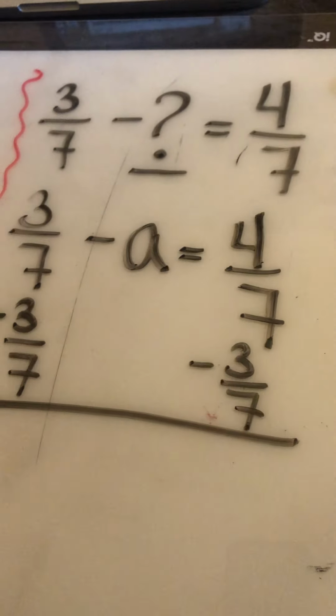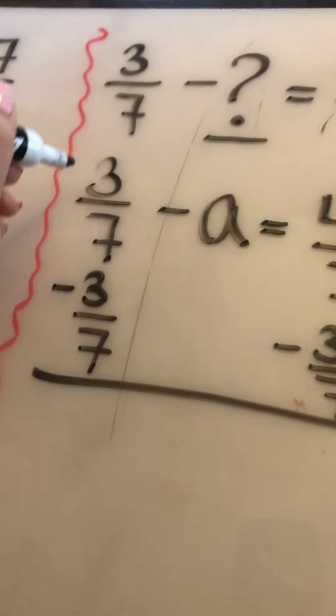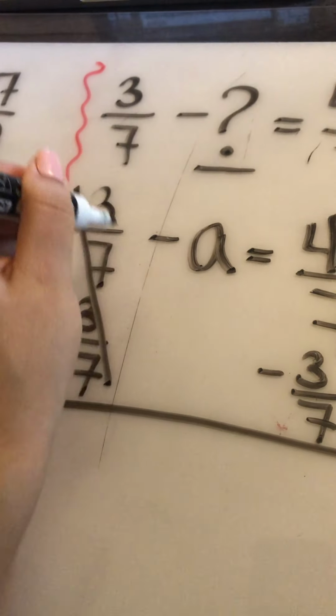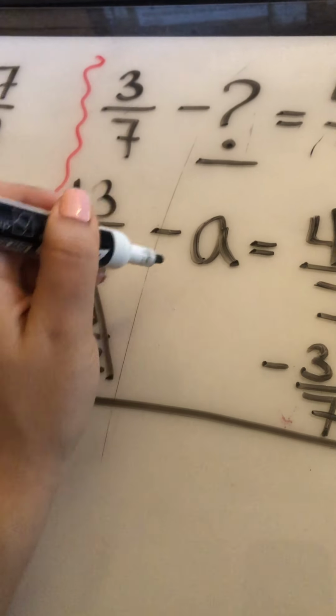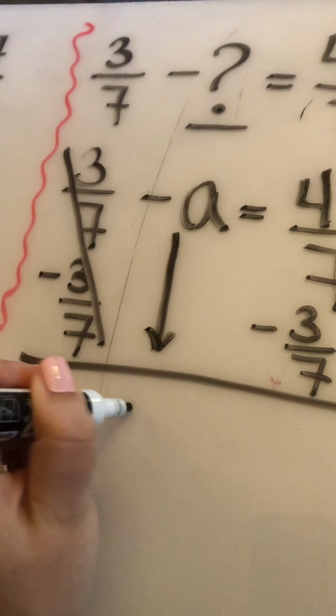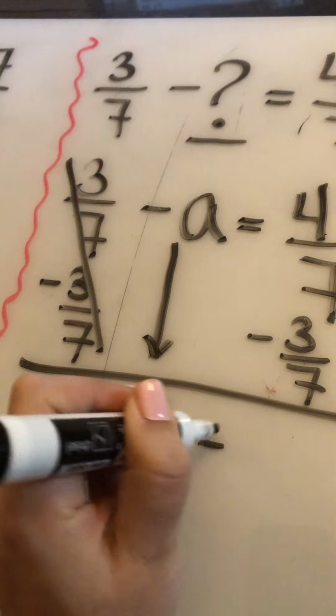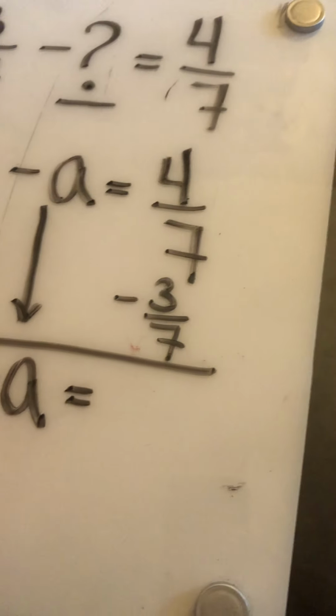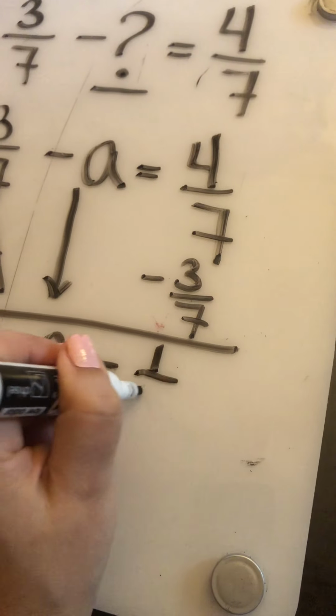And 3/7 minus 3/7 will cancel out. Now here's what you have to remember. This a is not by itself. This a has that negative sign. So I am bringing down negative a equals 4/7 minus 3/7, which will leave us with 1/7.